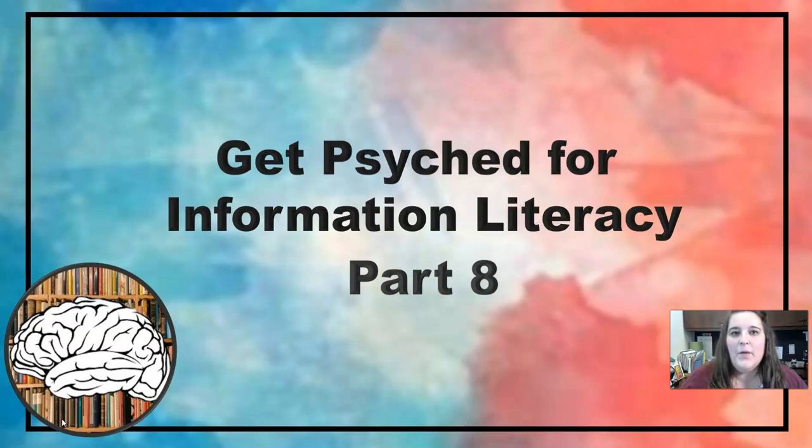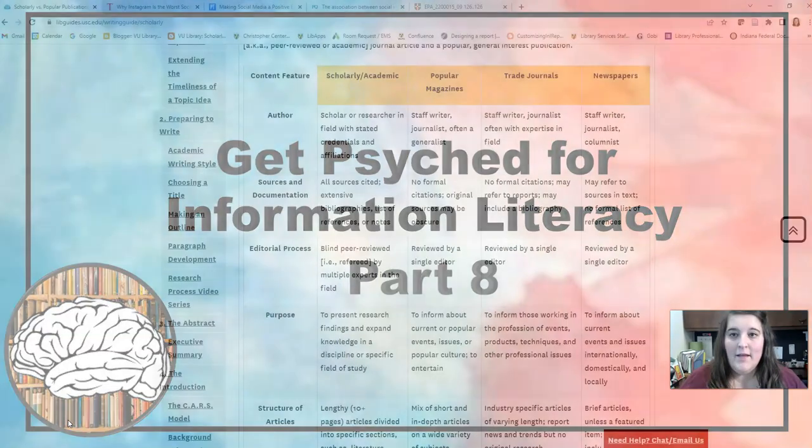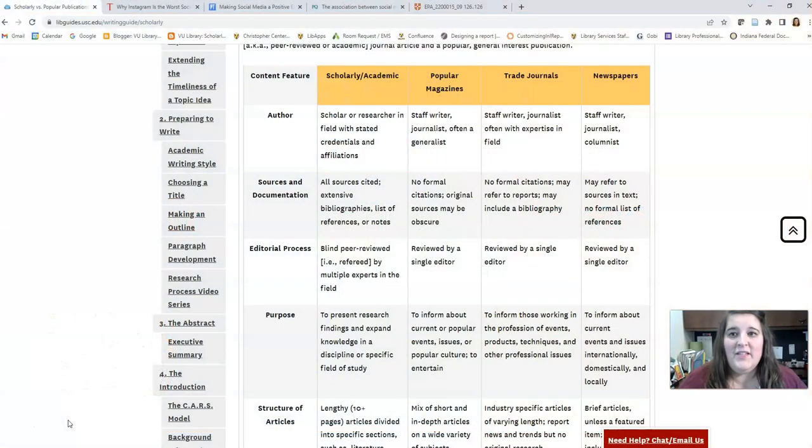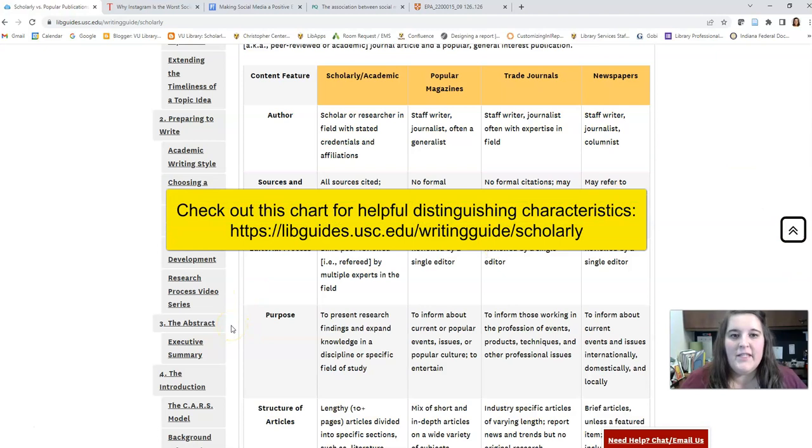This week we are going to differentiate between different types of resources: peer-reviewed, which should sound familiar at this point, popular press, and trade journals. Thanks to the University of Southern California, I have this really great chart that's going to be helpful in pointing out some of the differences between the different types of resources.